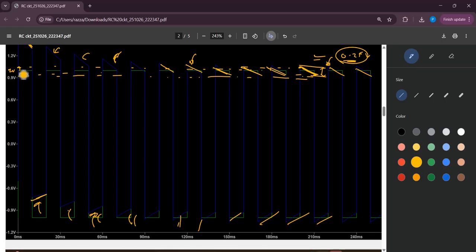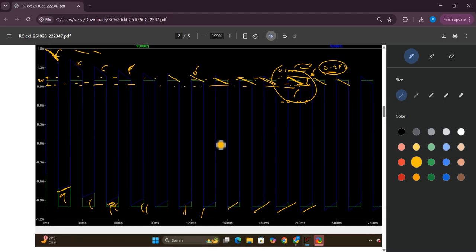Okay, maybe this point is 0.125, or maybe this point is also minus 0.125, less than 1 volt. If we add this difference, we will get 0.25. So this is our result, and we verified our solution against the simulation results.